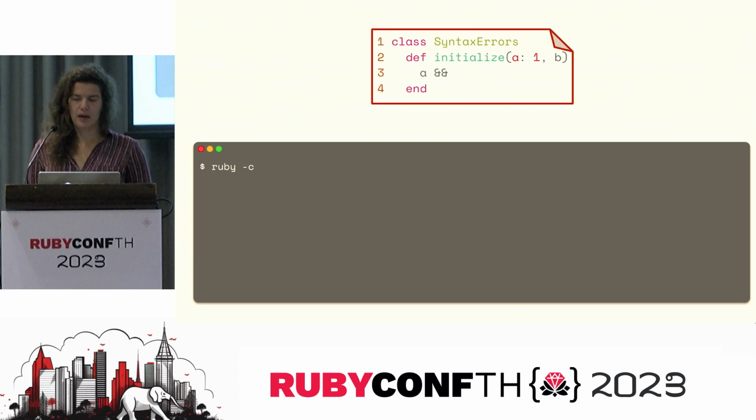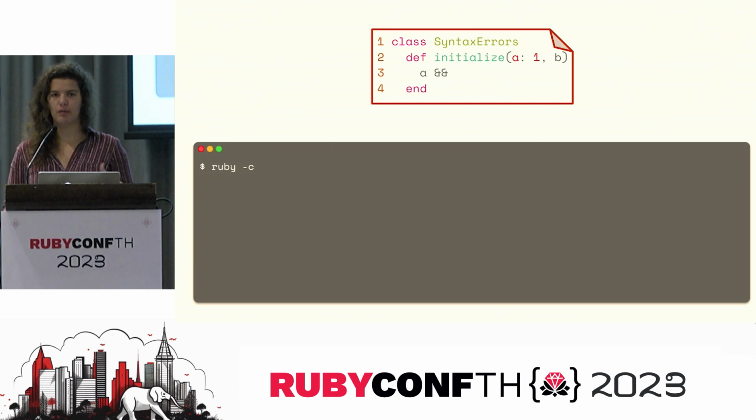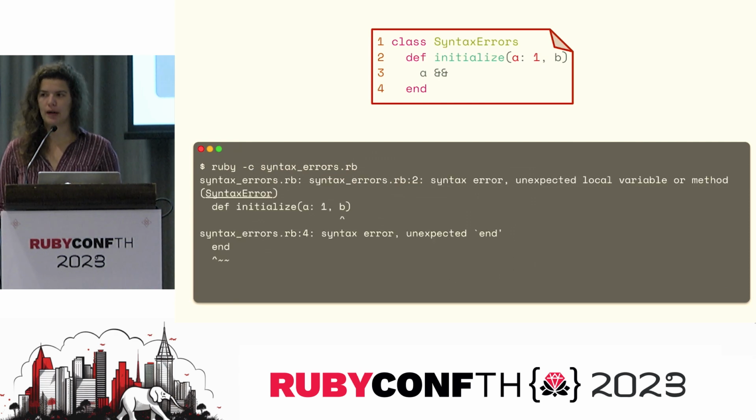And if we just ran this on Ruby, we would get syntax errors. There's also a flag you can pass to just check syntax and not actually run the code, which is ruby -c. And if we run ruby -c with this file, here's what we're going to get back.